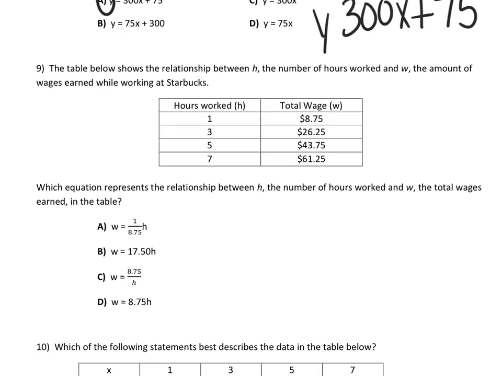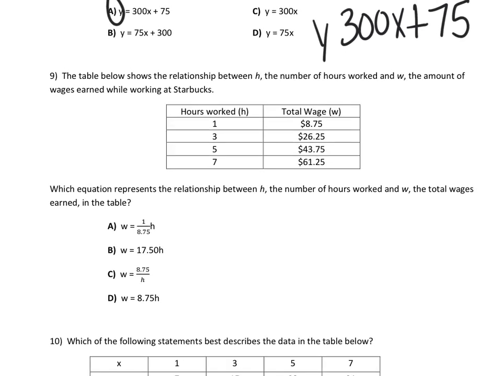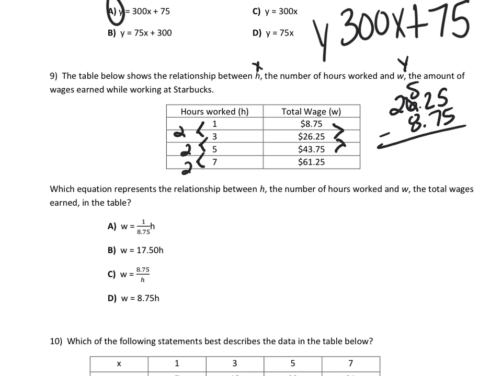Okay, number 9. The table below shows a relationship between H, the number of hours worked, and W, the amount of money earned. So this is our X, and this is our Y. I'm going to rewrite it the same way. What's the change here? It's 2 hours. What's the change here? It's 8.75 to 26.25, which I don't know off the top of my head. So 17.50 in 2 hours.